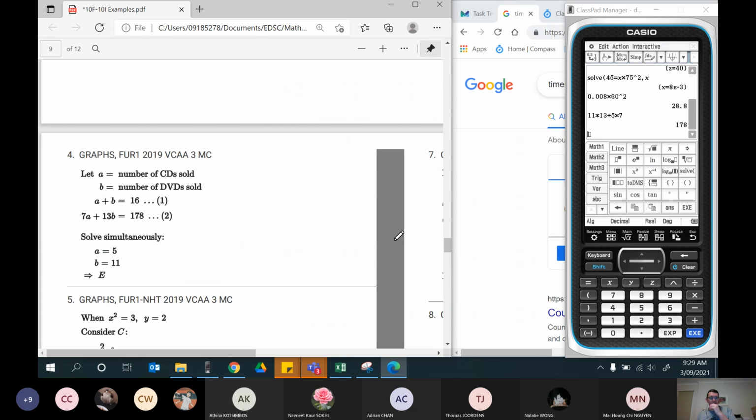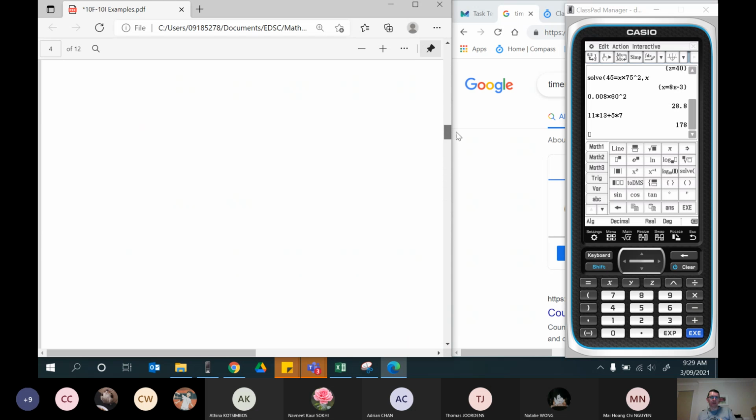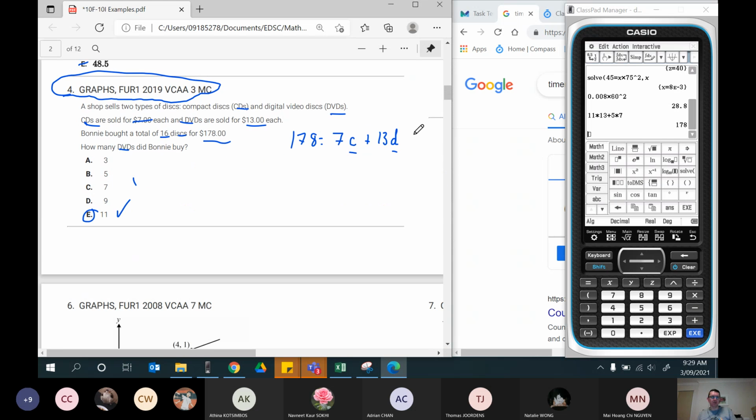What did they say? Let A be the number of CDs sold, let B be the number of DVDs sold. Of course, thanks. I knew there was a simultaneous equation there, I just couldn't see it. That's the cost, and that's the number of CDs. The other one is where I always stuff up, because it's written in one sentence. That's why I always put examples down. This is a good example.